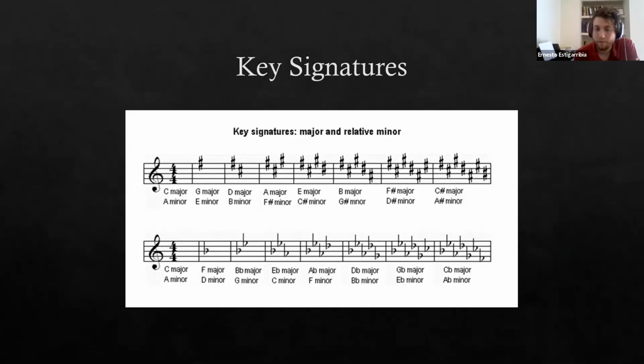Key signatures. I will again send you this PowerPoint after this class so you can review the key signatures. It's yet another thing that you have to memorize. This summer will be a summer of memorization for you.